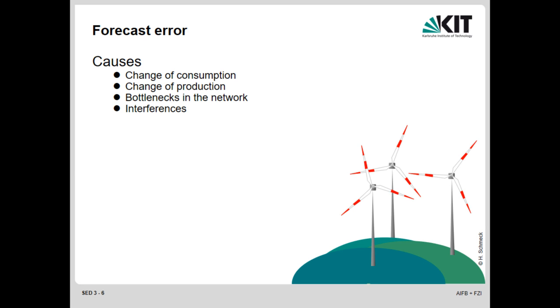Now, you could look at what is the reason for the forecast error. There are different causes for that. You might have a change in consumption: people just consume more or less than was assumed. You might have a change in production, like certain factories have different production schedules. You might have bottlenecks in the network. Weather certainly is also a cause. If you have a change in weather, you have different power generation.